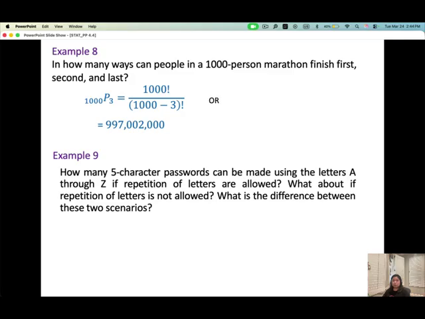Or you could apply the basic counting principle. Okay, so think about it. The first one, I can have 1,000 people. And the second one, I only have 999. And then the last one, I only have 998. Okay, so multiply it, you're going to get the same answer.